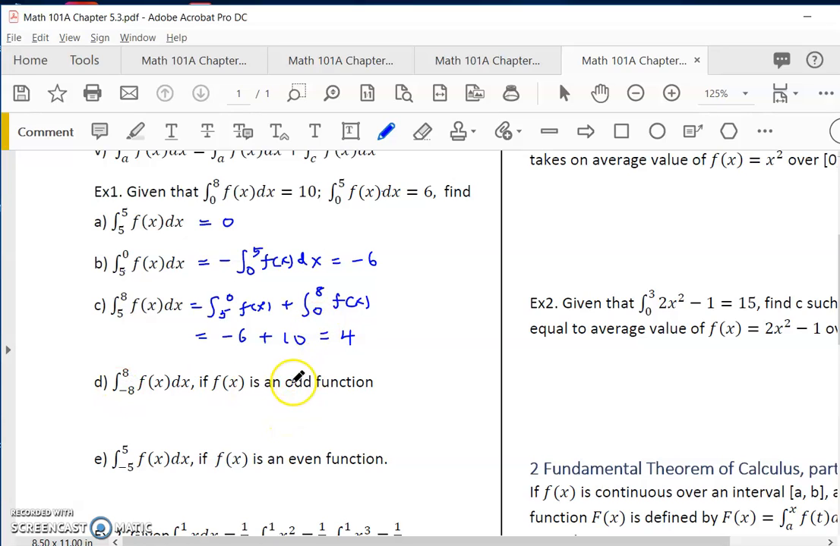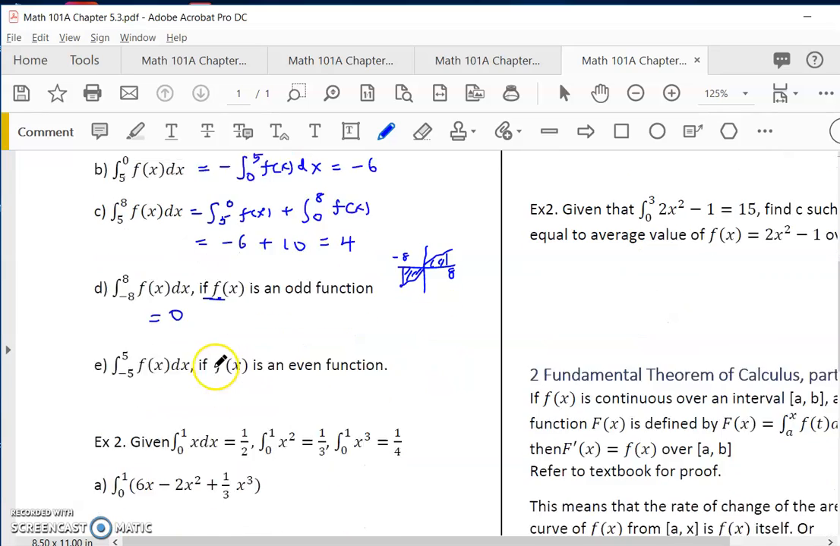And what about if f of x is an odd function? They don't tell us if it's odd or even. But if f of x is an odd function, odd functions are symmetrical about the origin, right? So this area and this area are supposed to be the same. If I have negative 8 and 8, these two areas are exactly the same, but one is the opposite of the other. So it's just equal to 0, right?